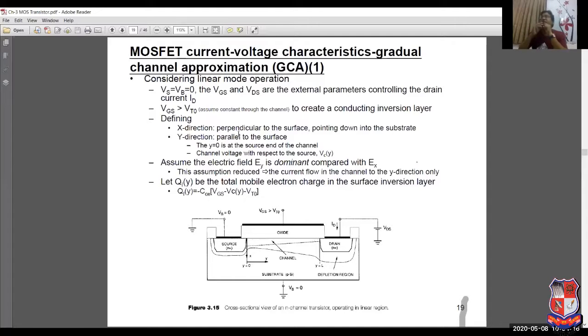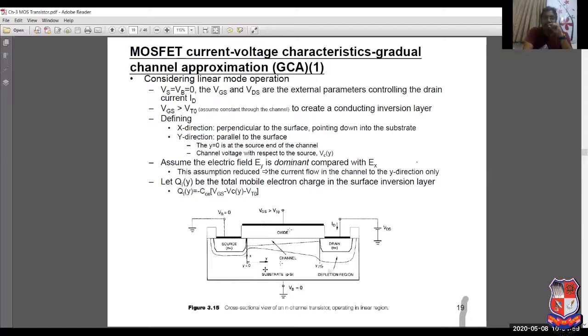Another thing is some of the terms which are defined. The first terms are the X direction and Y direction. The X direction is perpendicular to the surface, pointing down into the substrate. As you can see here, this is the X direction, and this is the Y direction of the movement of electrons. Through the channel, the movement of electrons is considered the Y-directional movement, and the perpendicular direction is considered the X-direction movement. So parallel to the surface is the Y direction. Y equals 0 at the source and Y equals L at the drain. So we say the channel length is capital L. This is the point where Y equals 0, and this is the point where Y equals L.